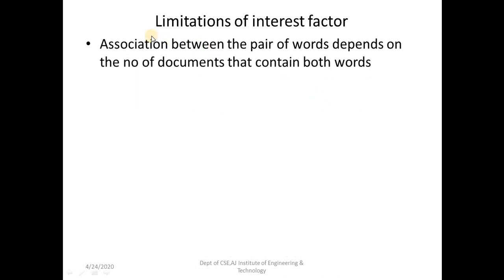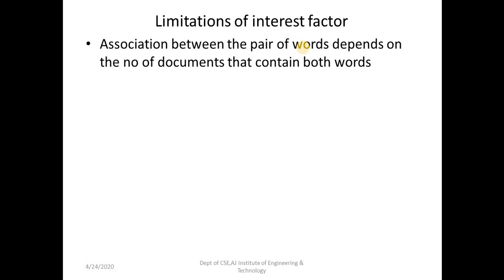Now, let us see what the limitations of interest factor are. The association between a pair of words depends on the number of documents that contain both the words. Now let us see this example of finding the association between a pair of words. In text mining, it is reasonable to assume that the association between a pair of words depends on the number of documents that contain both words.